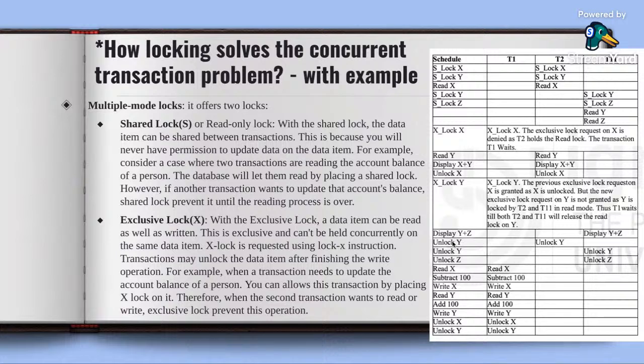Okay, moving on. It's a bit confusing, but if you read it thoroughly, then you'll understand. So display Y and Z. Now Y is unlocked here. Both T2 and T11 have removed the lock on Y. Z is also unlocked. Now T1 has access to everything. T1 can read, perform write operations, add, do whatever you want to do. Everything is unlocked, so go ahead and do whatever you want to do.